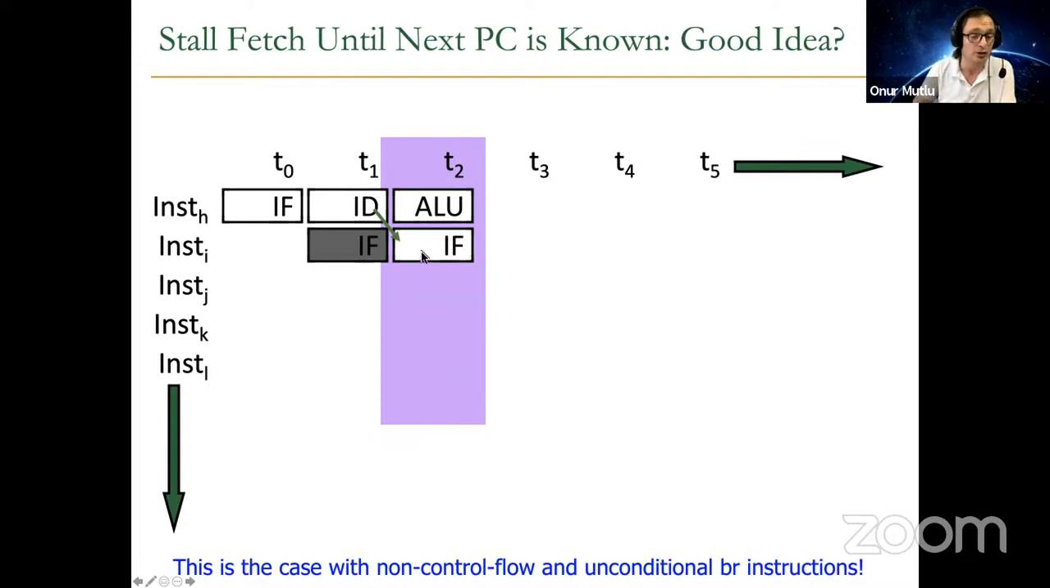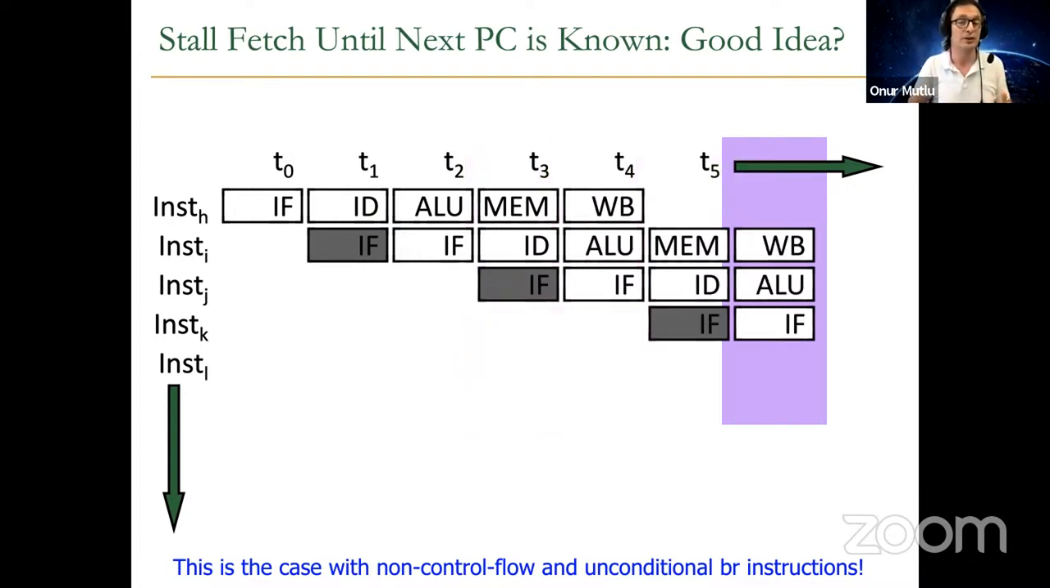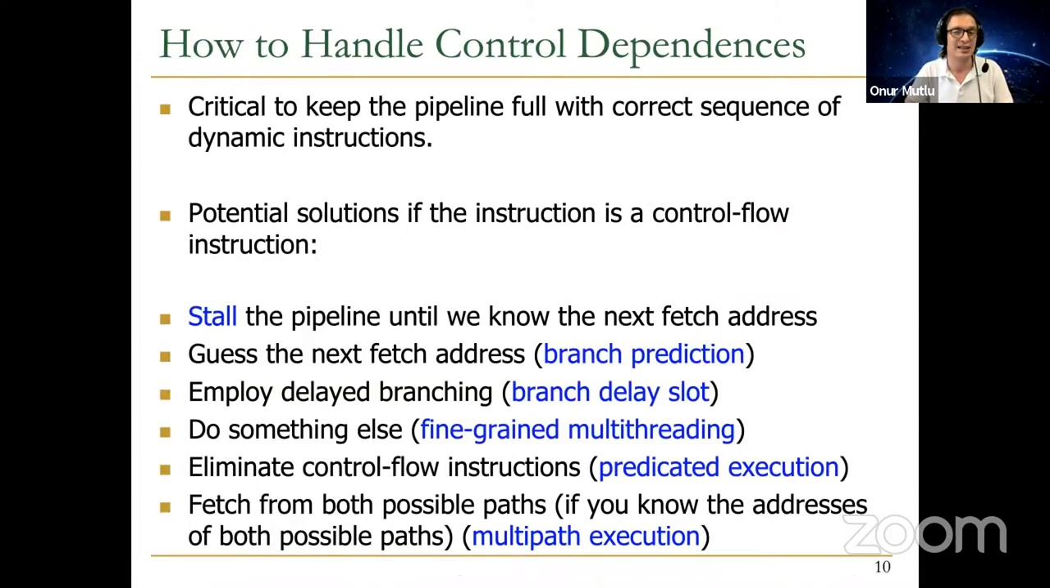Basically, for non-control flow and unconditional branch instructions, if you wait until the next PC is truly known, you're wasting half of your pipeline throughput, because only every other cycle you're fetching a useful instruction. So clearly, this is a very bad idea. You should do at least some prediction. And the easiest prediction, not necessarily the safest, is to predict that the next PC will be the sequential PC after the previous instruction, PC plus four, basically. And we have seen it also. So that's why stalling is a bad idea in general.